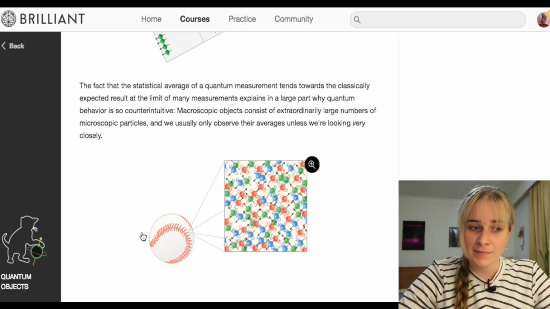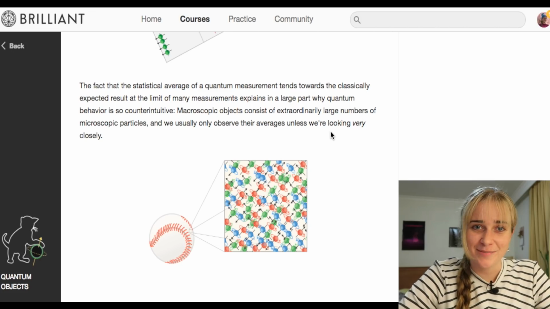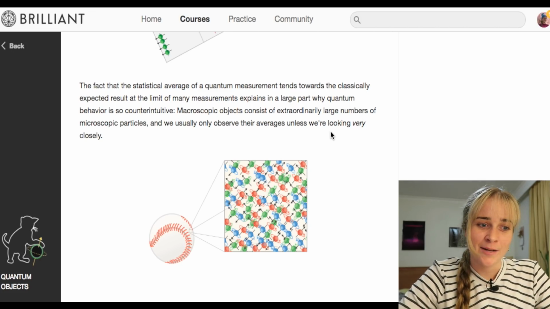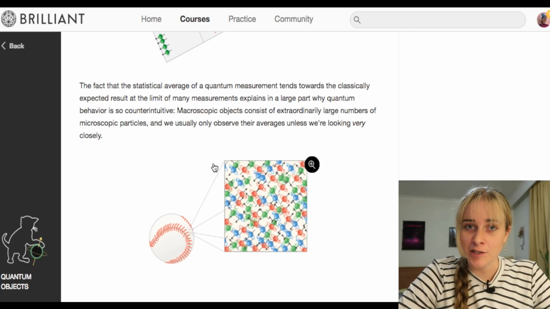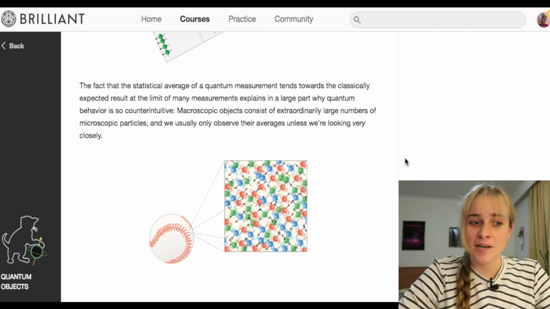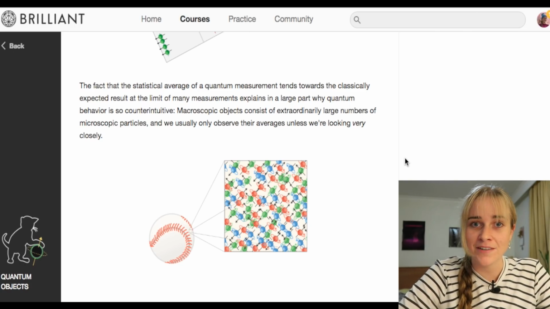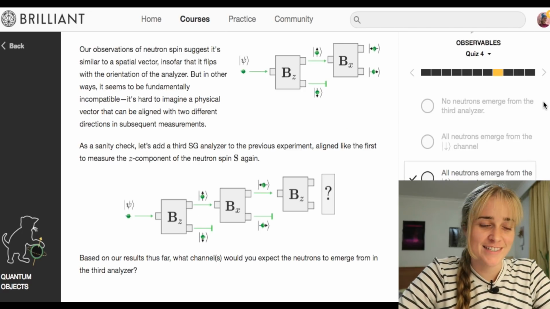Macroscopic objects, so something like a baseball, consist of a very large number of microscopic quantum particles, and we only observe their averages. We only observe the average behavior of the quantum particles unless we're doing these kinds of experiments and looking very closely at the quantum behavior itself. Alright, so let's keep going.